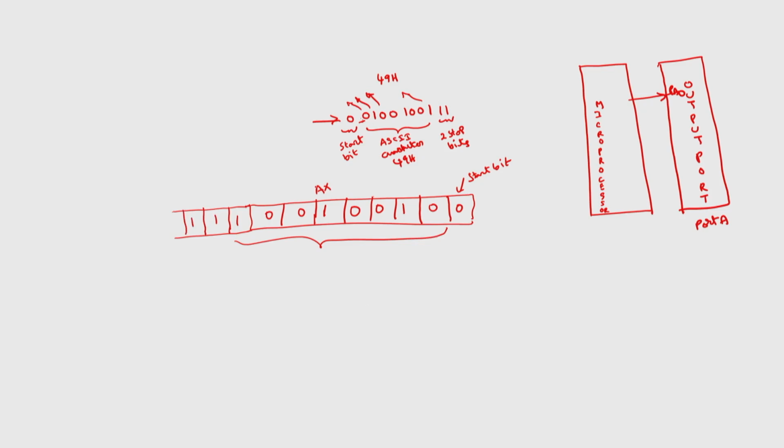So, AX is a 16 bit register and in total we have 11 bits only. The remaining 5 I will take as don't cares, I will assume them as 0, 0, 0, 0, 0. Up to here this is the character. Sorry, up to here this is the character, this is the start bit, this is the character (49H), and these two are stop bits.